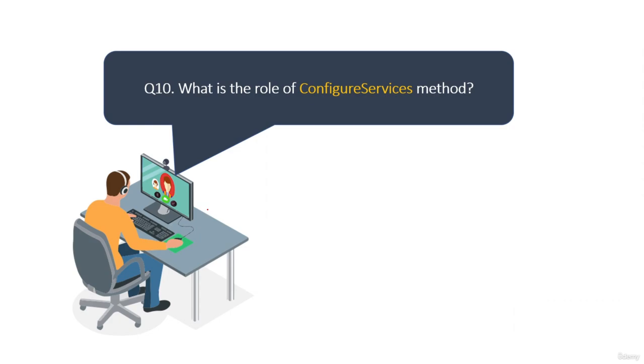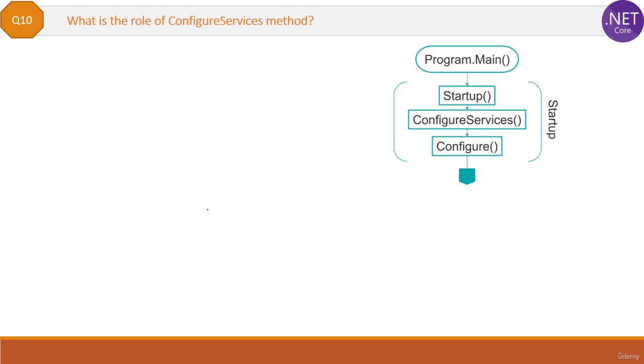So let's see. What is the role of ConfigureServices method? You already know this diagram. When the application starts, first the Program.cs file will run, then Startup.cs file will run, then inside the Startup.cs file, first the Startup constructor will run, then the ConfigureServices method will run, and then the Configure method will run. So ConfigureServices will always run before the Configure method. Now let's see what the ConfigureServices method is.